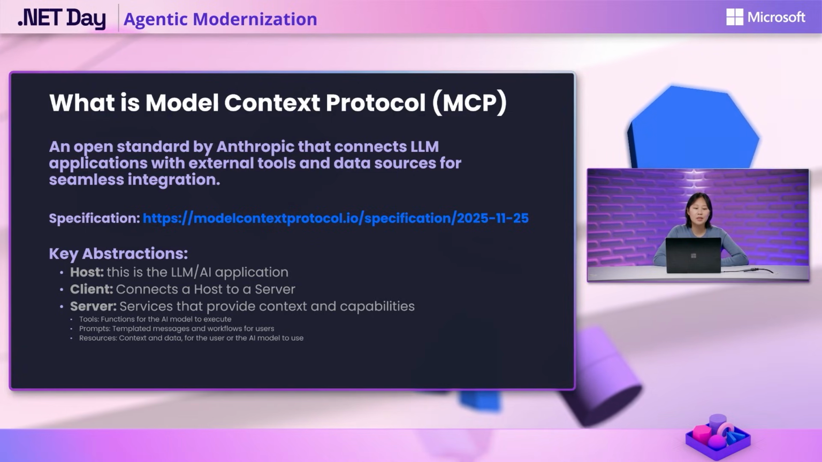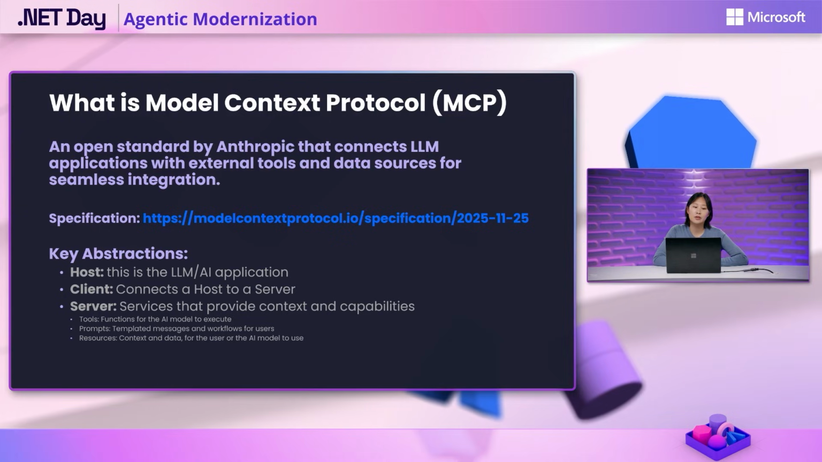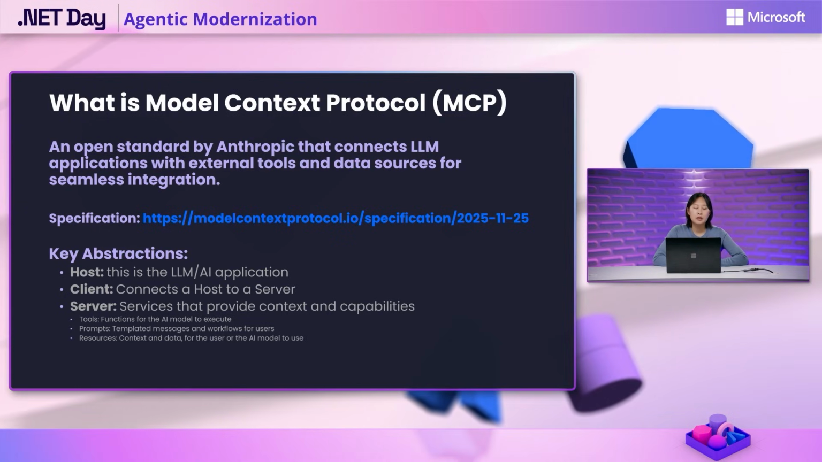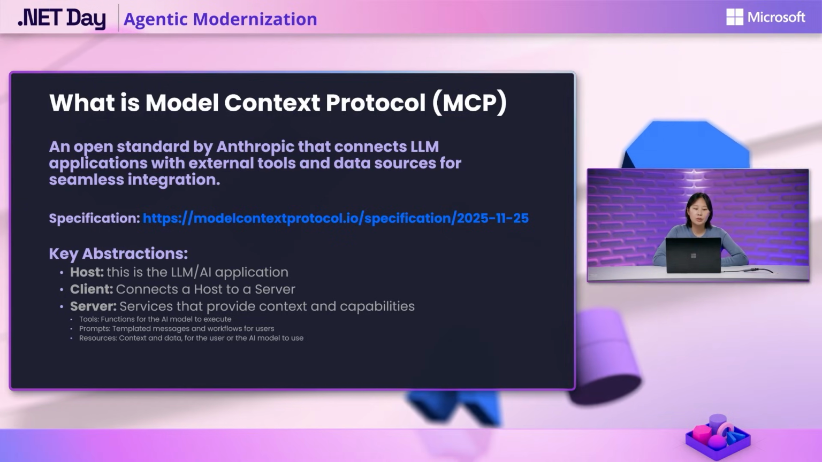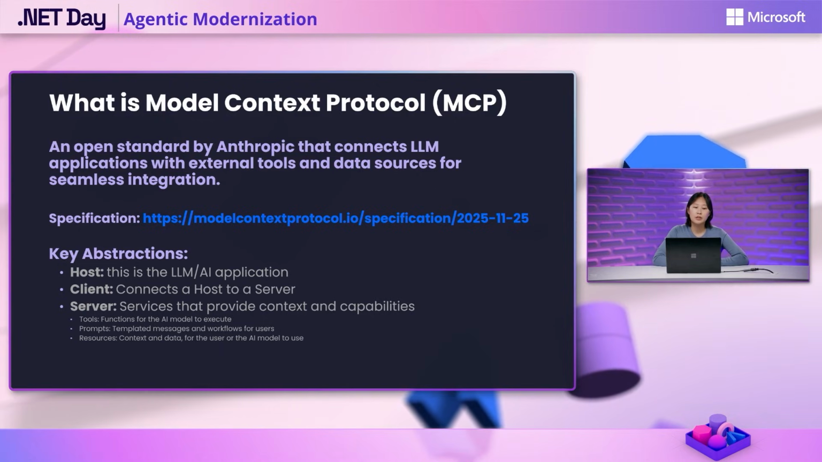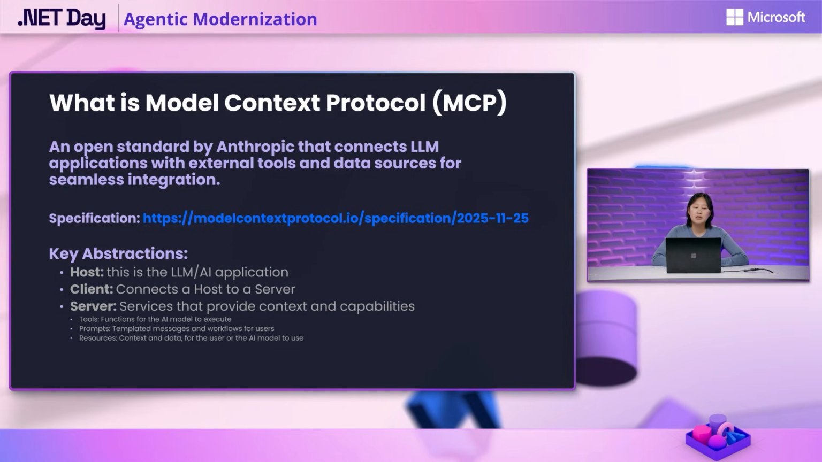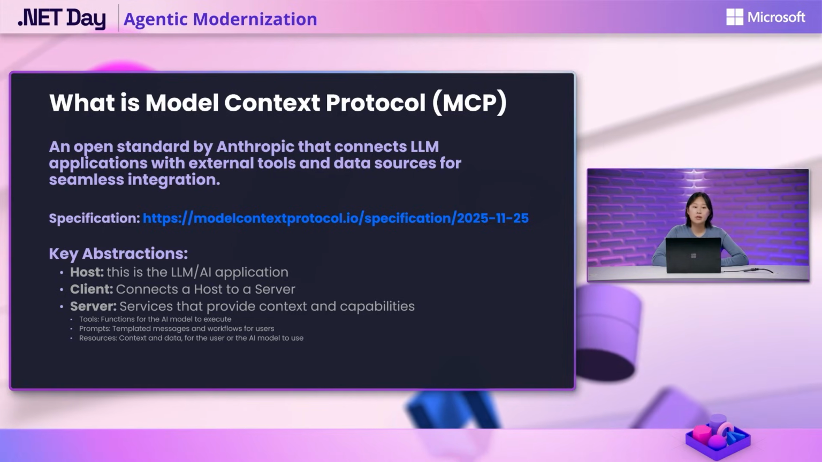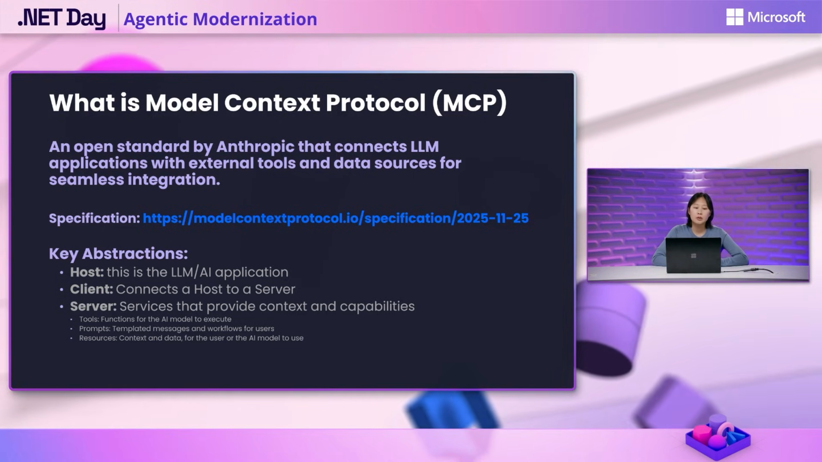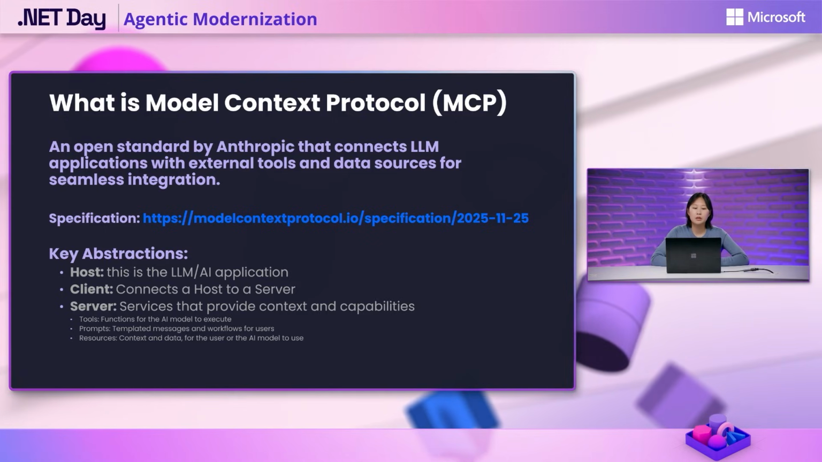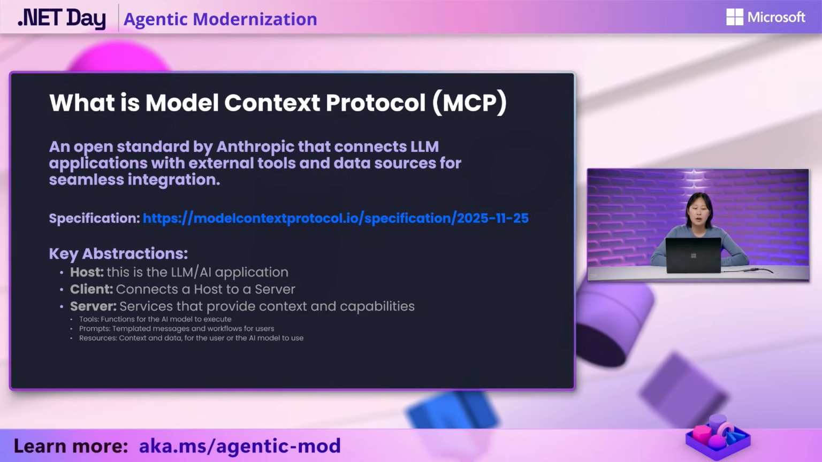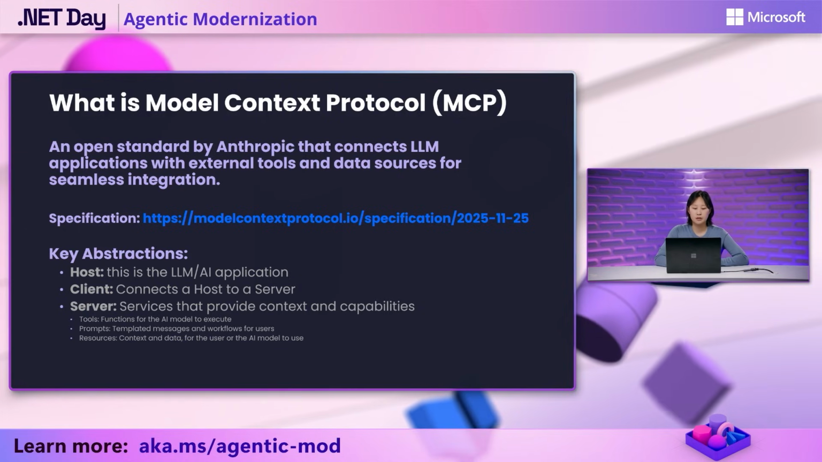Let's go over some of the key abstractions of MCP. You can think about these three things: host, client, and server. The host is the LLM, the AI application. The client serves as a connector between your host and the server. And then the server is the one that provides the context and capabilities to help extend the knowledge of your LLM and AI application.